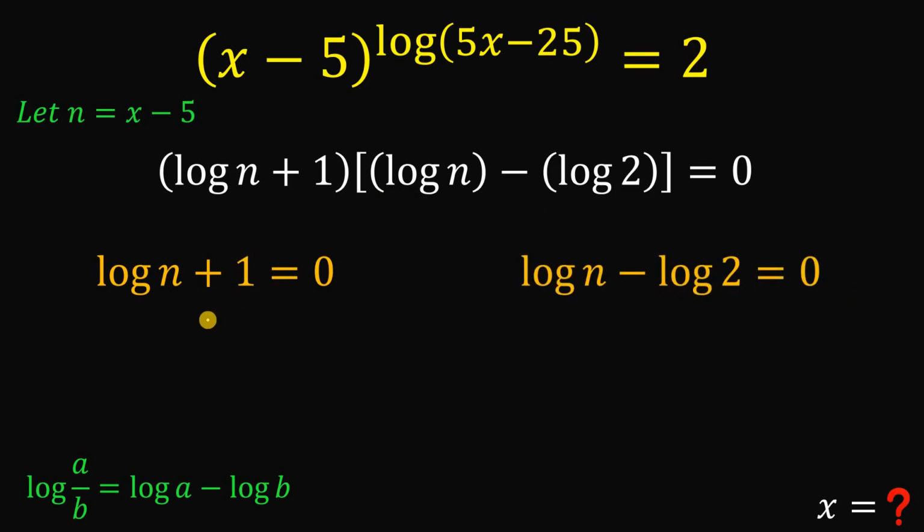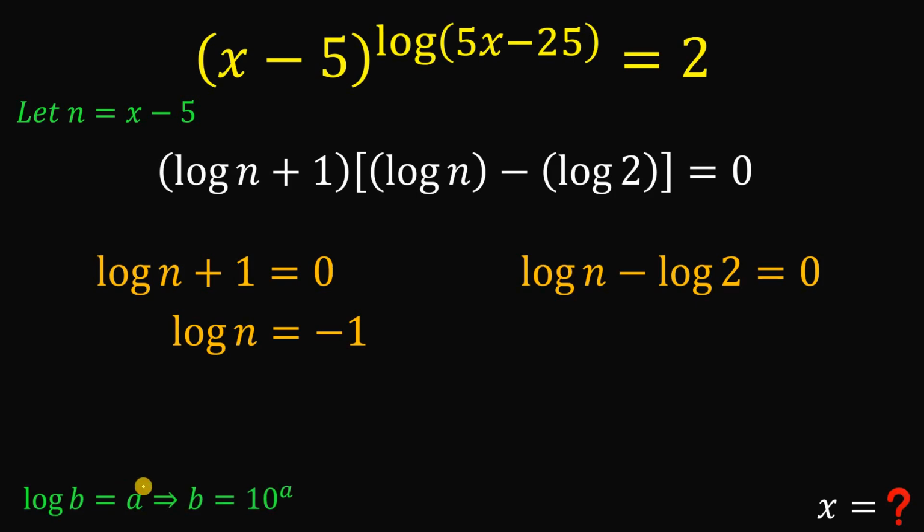Now let's solve for the value of n in the first case. First, let's subtract 1 on both sides, and rewrite this logarithmic equation as an exponential equation. Take note, when we have log of b equals a, we can rewrite this as b equals 10 raised to the power of a, since when there is no base written, the base is automatically 10. Therefore, n equals 10 raised to negative 1, which we can rewrite as 1 over 10. This is the first value of n.